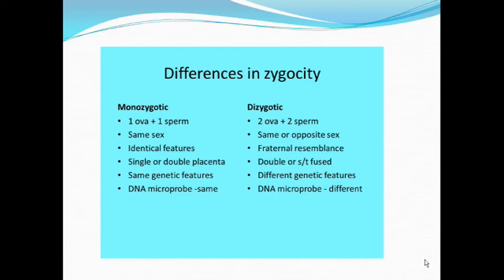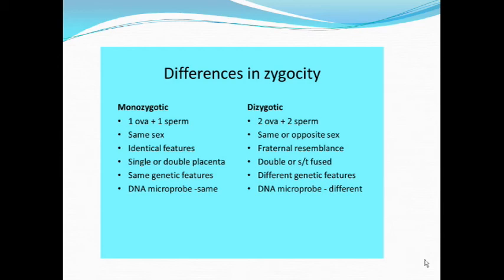Monozygotic twins, because they develop from the same embryo, are of the same sex. In dizygotic twins, they can be of the same sex or opposite sex. They have identical features in monozygotic twins definitely, and in dizygotic twins they have only fraternal resemblance. That means they have sister-brother resemblance.